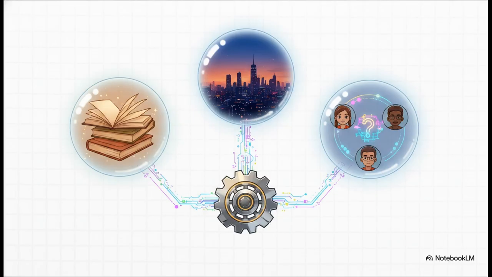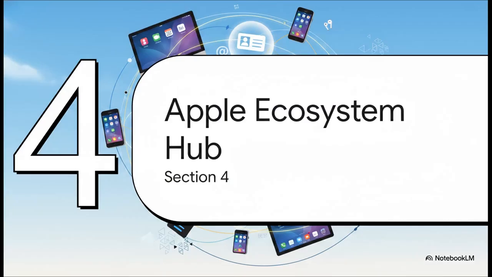Move to a new city? Just create a list of everyone in Chicago. You can even run a quick database check by creating a list of all cards missing an email address so you know exactly who you need to bug for their contact info. It absolutely turns your address book into a highly searchable, self-updating powerhouse. Which brings us to Section 4, the Apple Ecosystem Hub.